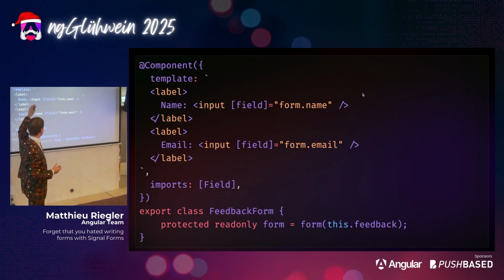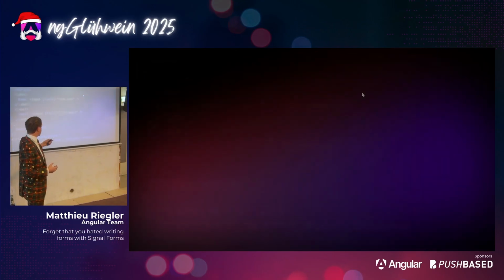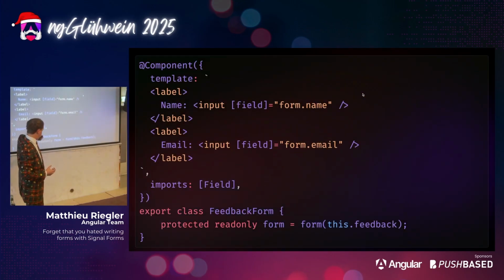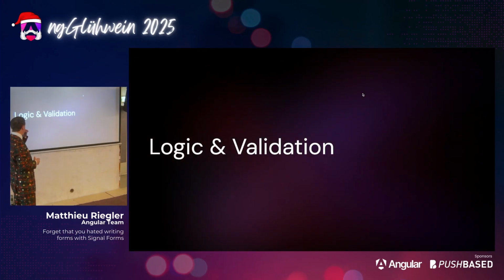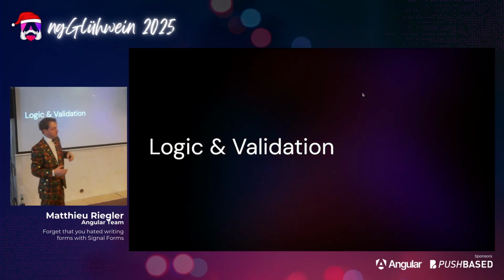Here, I have my small feedback form. I give it a name, the email, just by accessing the property. Now, of course, forms is not just input and events that get sent. We want to have some logic and some validation to it.